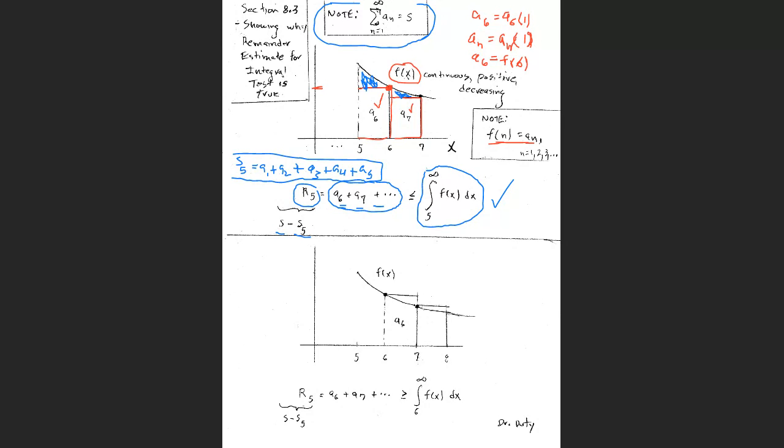But then the remainder, r sub 5, which is the error in approximating the true sum of the series with S sub 5, would be simply the terms that you didn't include in the sum, which would be the 6th term plus the 7th term and so forth. And by the picture above, this r sub 5 is less than this improper integral. All right, are there any questions on that?